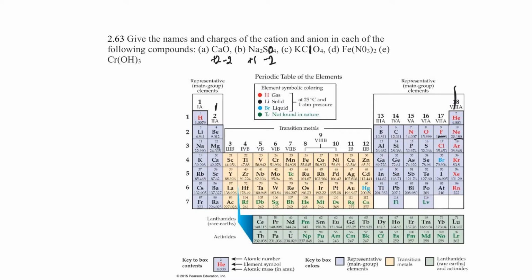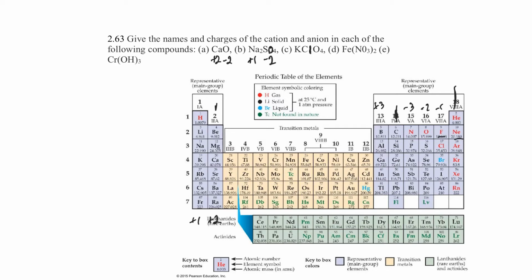So the positives are easy. Anything in this column is going to be +1. Anything in this column is going to be +2. Anything in group 3A is +3. Anything in this column would be +4 or -4, but it usually doesn't play that game. And then it goes backwards. This is -3. This is -2. This is -1. So again to review: 1, 2, 3, and then this is +4 or -4, then -3, -2, -1.